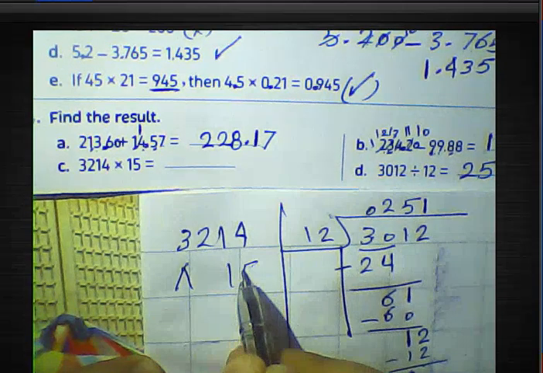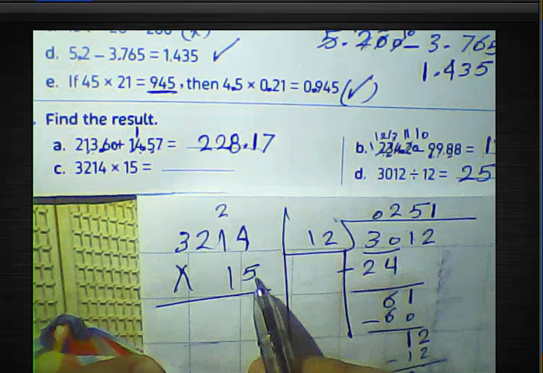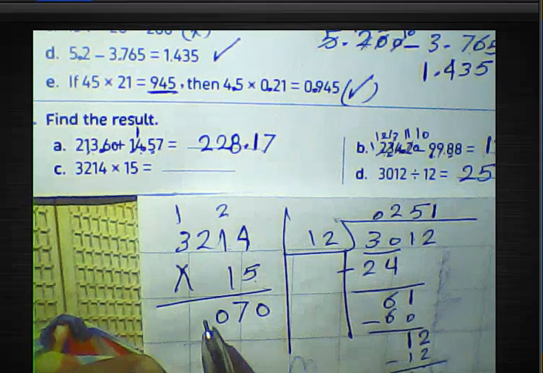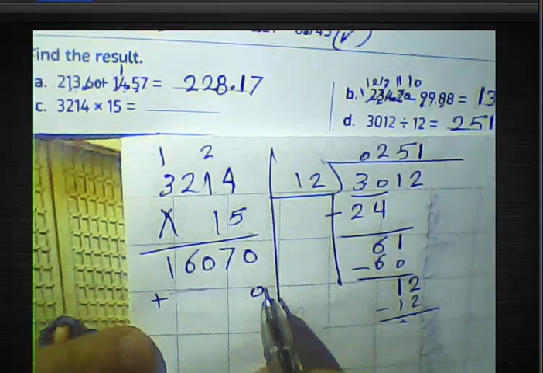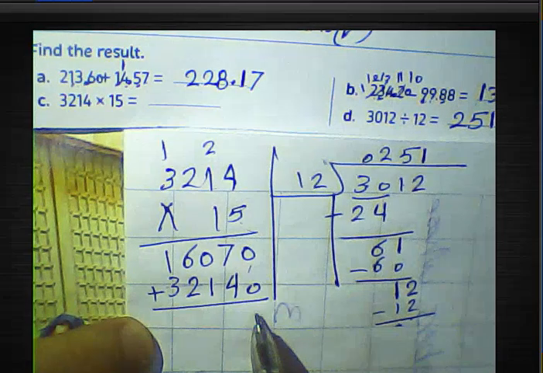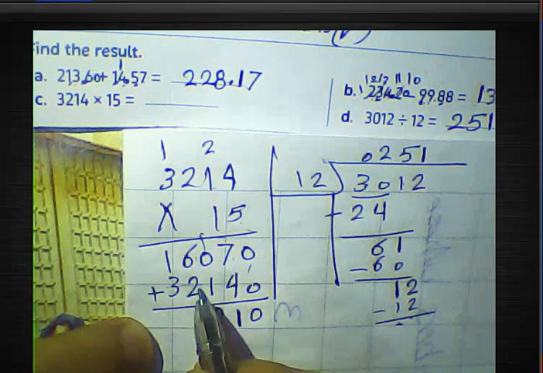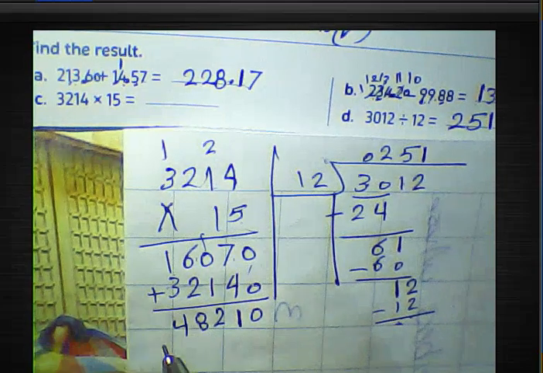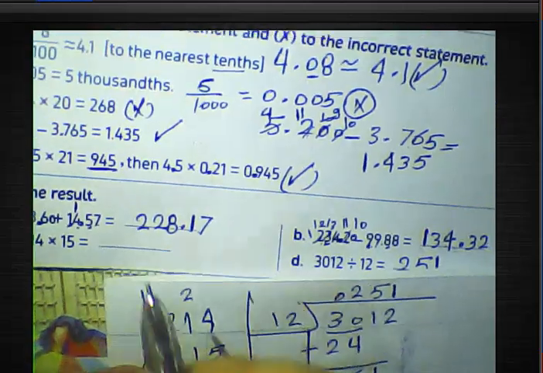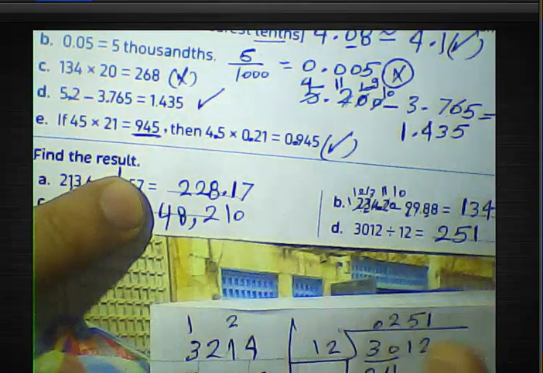And what about this number? 3214 multiplied by 15. 5 times 4 equals 20, write 0 and carry 2. 1 times 5, 5 plus 2 equals 7. 2 times 5, 10, write 0 and carry 1. 3 times 5, 15. 15 plus 1, 16. Then 1 times 4 equals 4. 1 times 1 equals 1. 1 times 2 equals 2. 1 times 3 equals 3. 0 plus 0 equals 0. 7 plus 4, 11. 1 and carry 1. 1 plus 1, 2. 6 plus 2, 8. And 1 plus 3 equals 4. Then the result will be 48,210. It's okay.